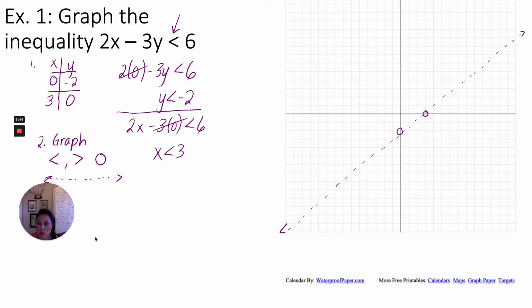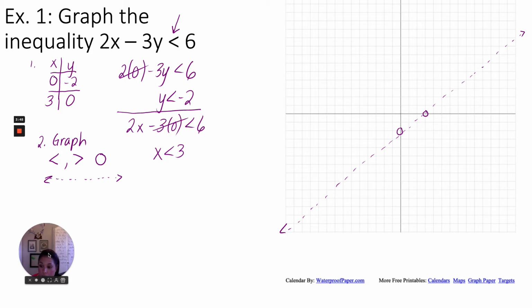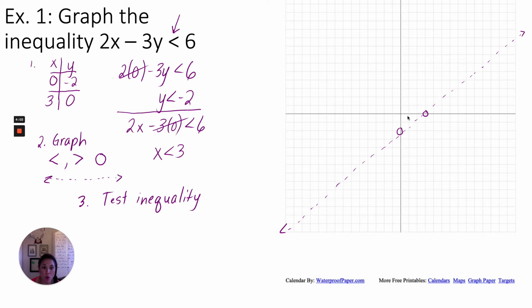Okay, so we're not done with this inequality yet. The third step would be to test our inequality. We do that by choosing any point that is not on this line. The easiest point to choose will be the origin. So let's test the inequality by using 0 and 0.